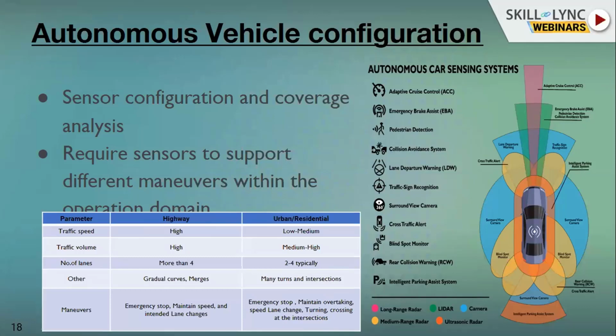Here in this picture, a lot of features are given, like adaptive cruise control, pedestrian detection, and collision avoidance systems. Based upon that, which sensor is needed and what field of view is needed is shown in the picture. So first we need to assess our use case, our maneuvers, and our system capabilities. Based upon that assessment, we have to select the sensors, and then we need to configure the sensors according to our system assessments.